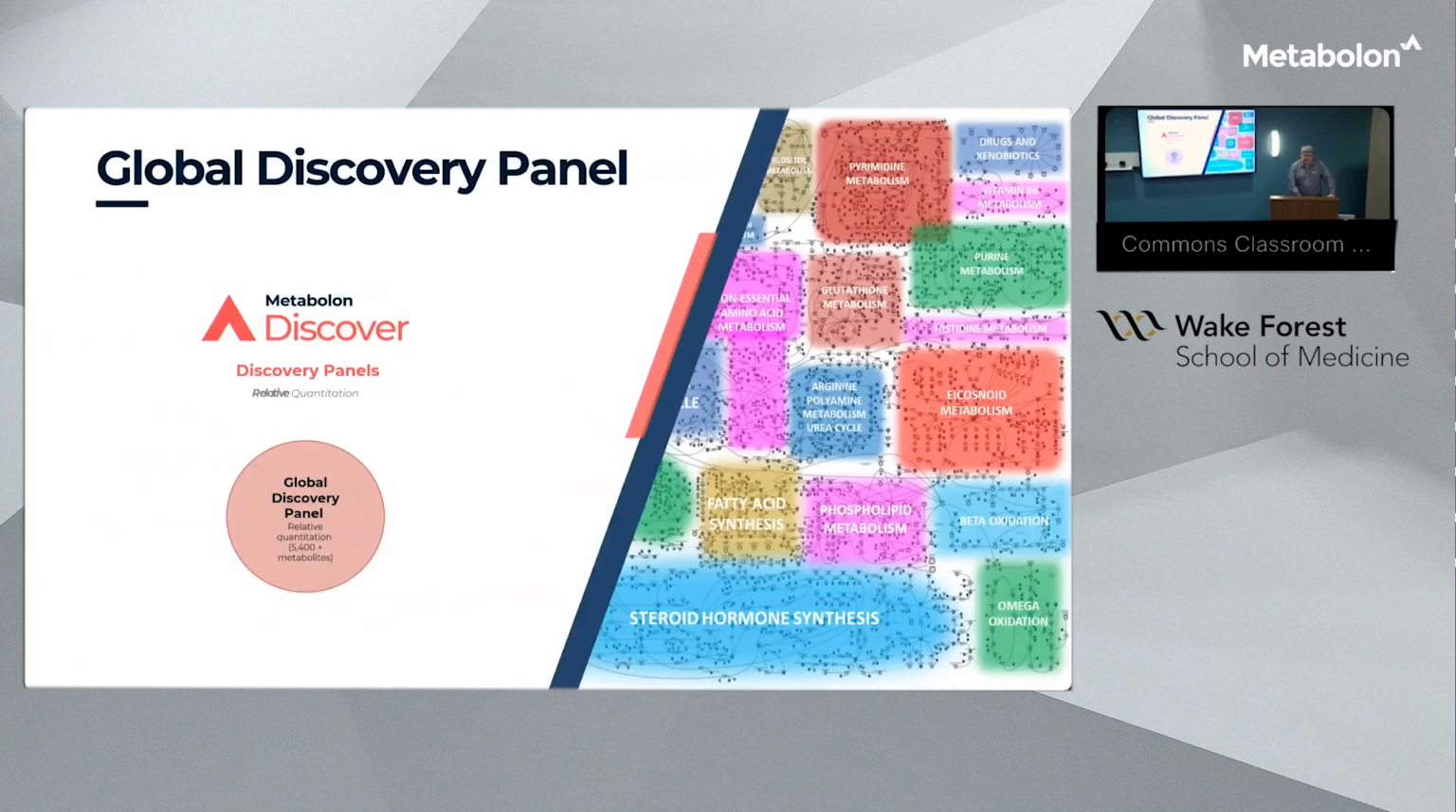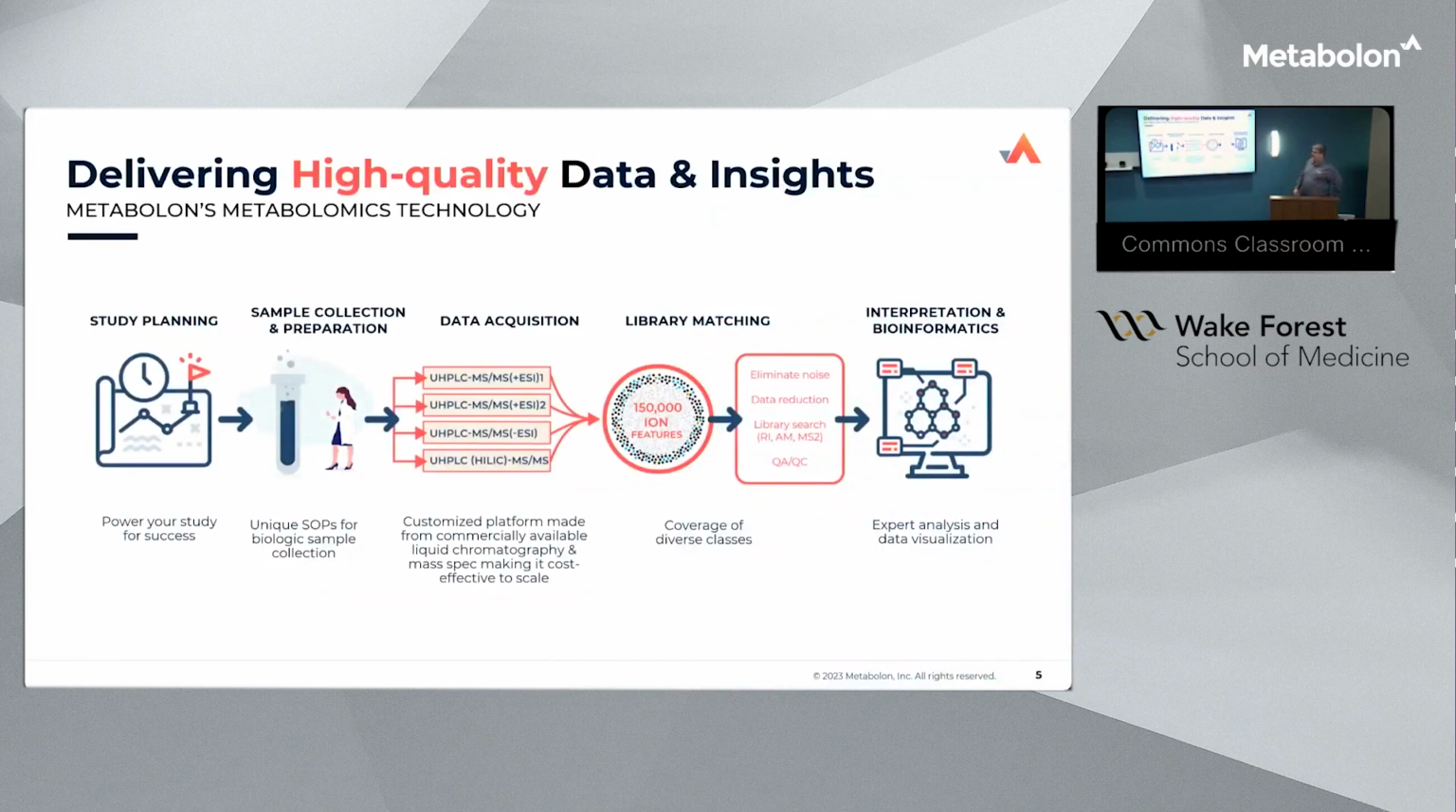So a little bit more about our discovery panel, or the HD4 untargeted metabolomics panel. And so this is really a front-to-end service that we provide. We usually engage with our clients at a very early stage where we do study design. We make sure that the samples that were collected or are going to be collected will be the best for a metabolomic study. We think about the power of the study.